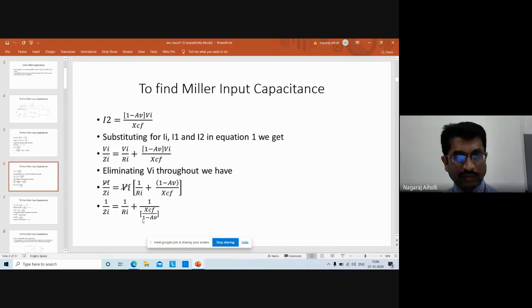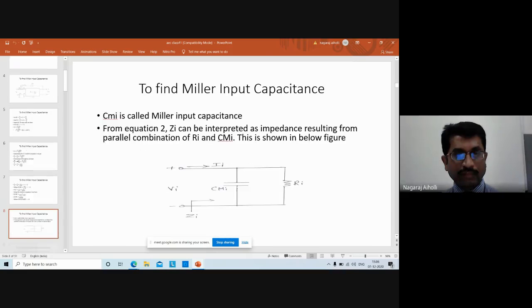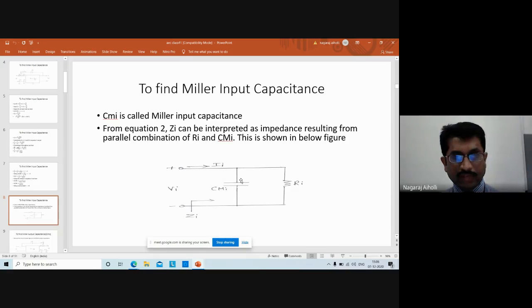Now this equation here, that is 1/Zi = 1/Ri + 1/XCMi, is a parallel combination of Ri and XCMi. That is drawn here. So Zi is nothing but the parallel combination of CMi and Ri. CMi is called the Miller's input capacitance. From equation 2, Zi can be interpreted as impedance resulting from parallel combination of Ri and CMi. This is shown in the figure here.